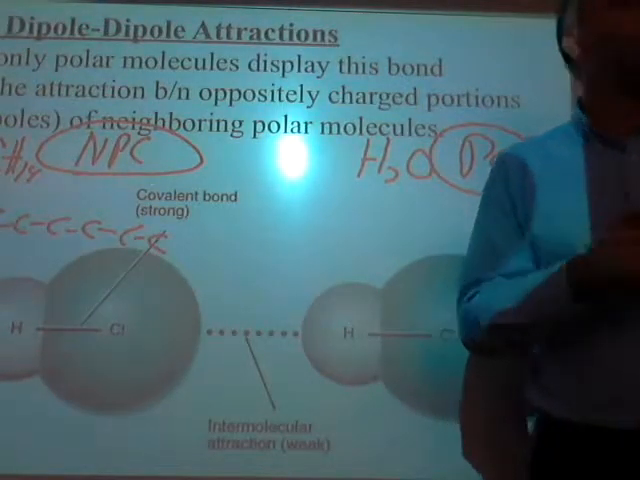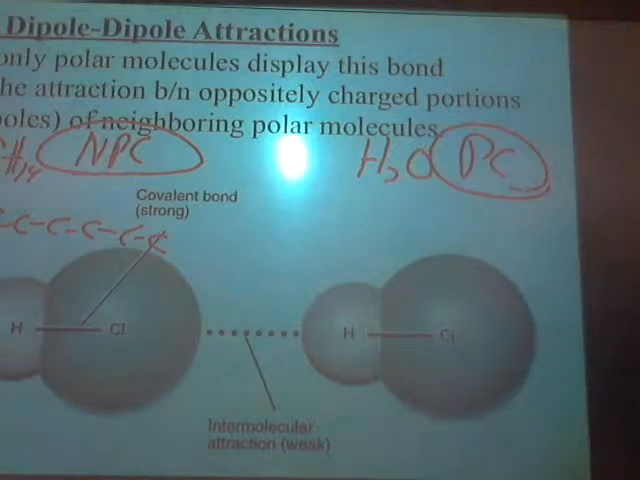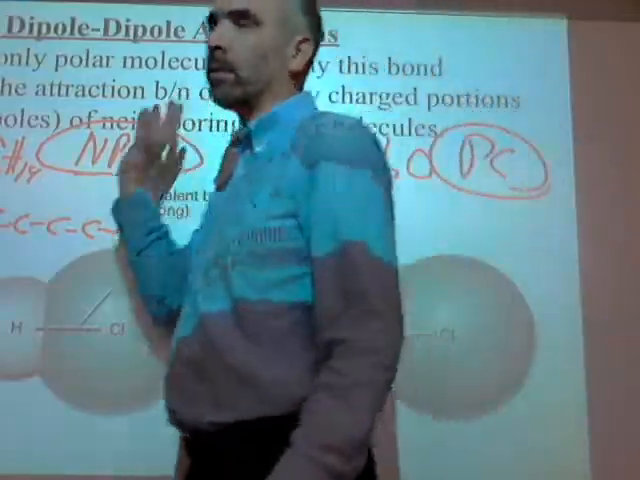All right. So, matter of fact, if you were to pick up a bottle filled with hexanes and a bottle filled with water, the hexanes bottle is going to be a lot lighter. Okay, it's not half, but it's going to be a lot lighter. So you got what dipole-dipole attractions are.